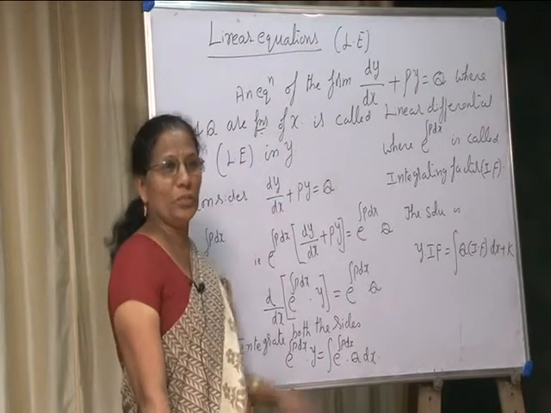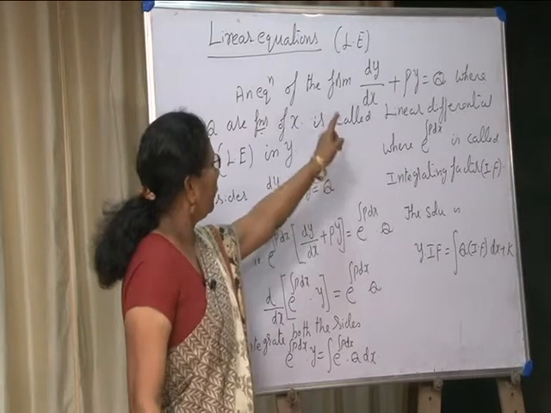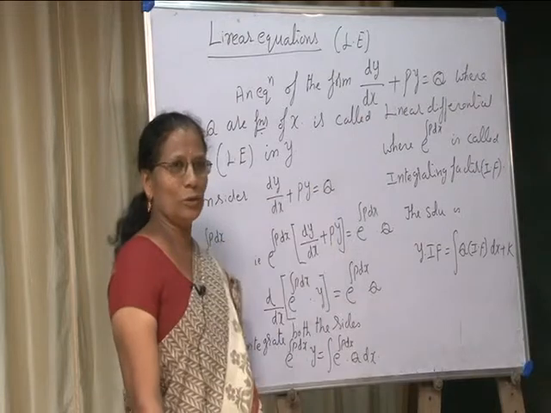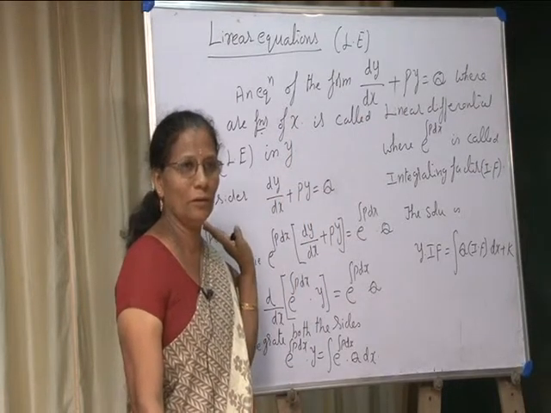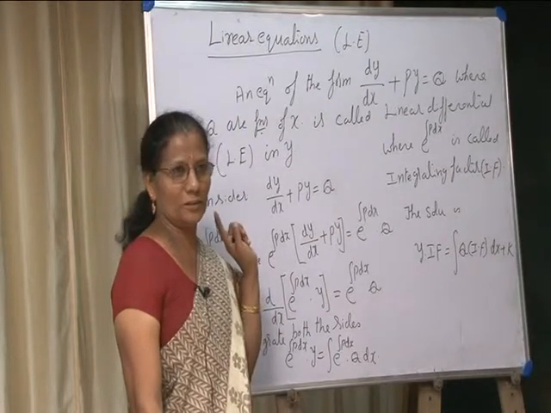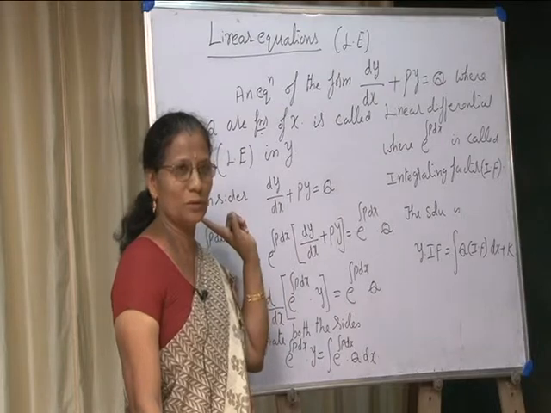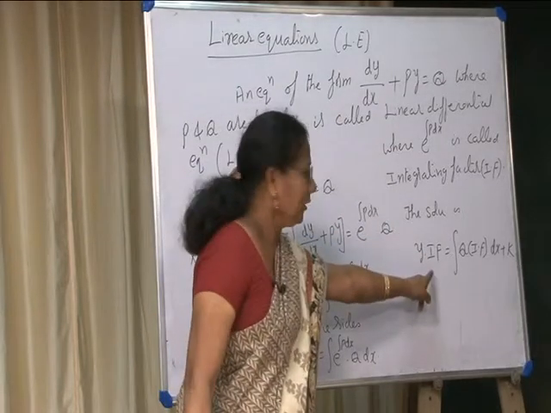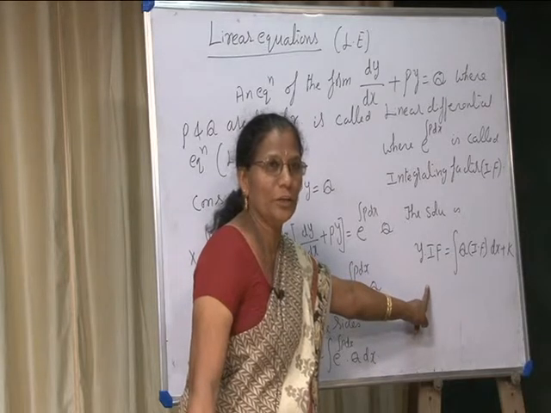What type of equation are we going to call a linear equation? You remember that dy by dx plus py is equal to q. How to solve this equation? You have to remember only two points. First one, p is equal to what? Q is equal to what? And the integrating factor is equal to e to the power of integral of p dx.